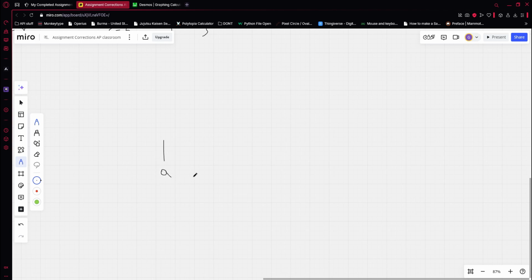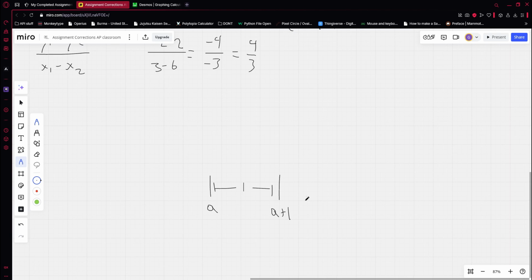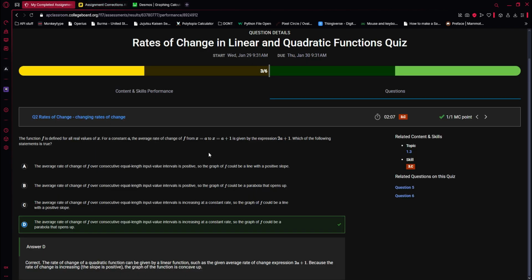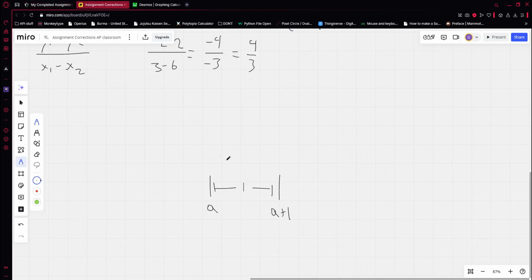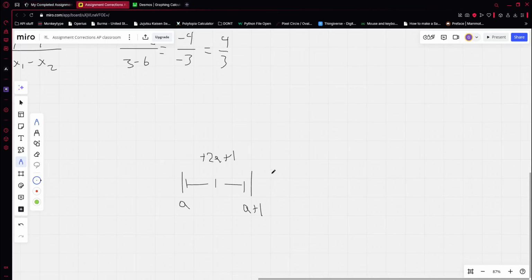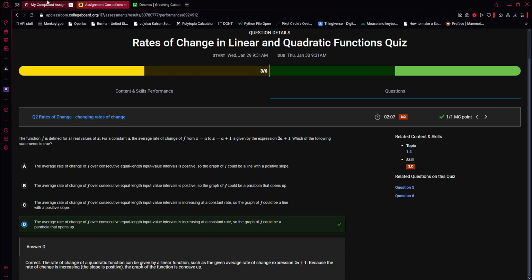So over the interval x equals a and x equals a plus 1, this is a distance of 1, right? Our rate of change will increase by 2a plus 1. So plus 2a plus 1. And then we increase, yada yada. Really confusing wording, but let's just read the answer choices.